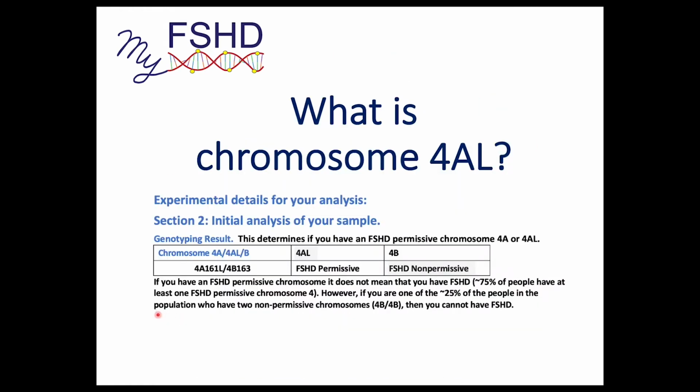One of the first experimental results you get on your report is here in section 2. This is your genotyping result and determines whether or not you have FSHD permissive genetics. You'll remember that you need at least one FSHD permissive chromosome 4A in order to develop FSHD. Having FSHD permissive genetics does not mean you have FSHD, it just means you have one of the genetic requirements to develop FSHD. You'll see this individual is 4AL and 4B. 4AL is FSHD permissive, just like 4A, and 4B is non-permissive. So this individual has at least one FSHD permissive chromosome, so we'll go on and do the methylation analysis.